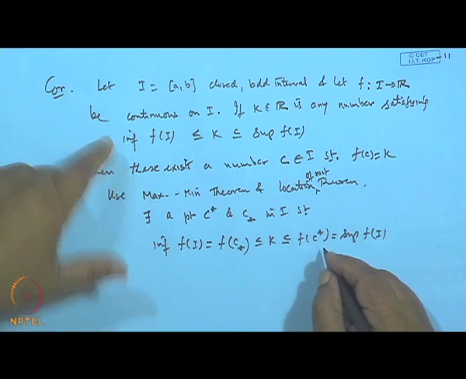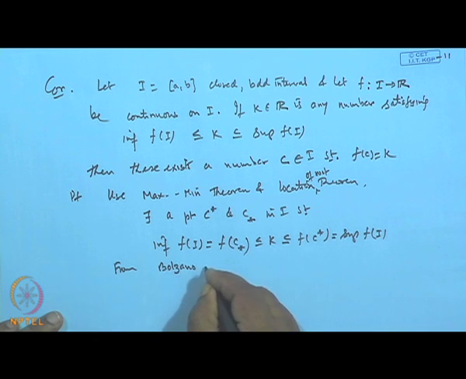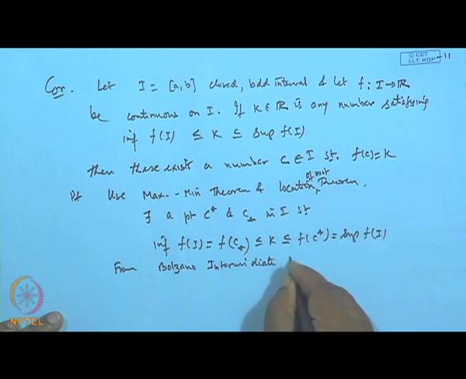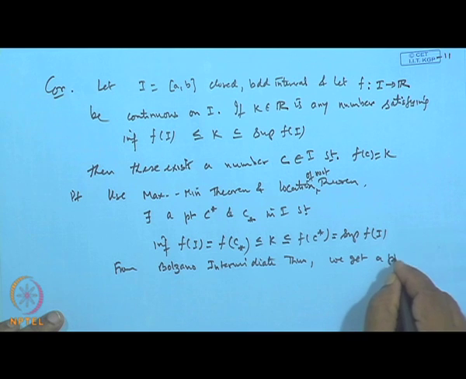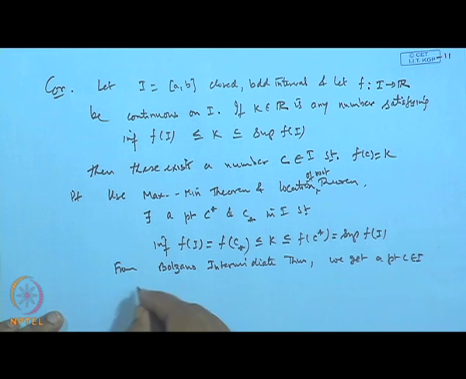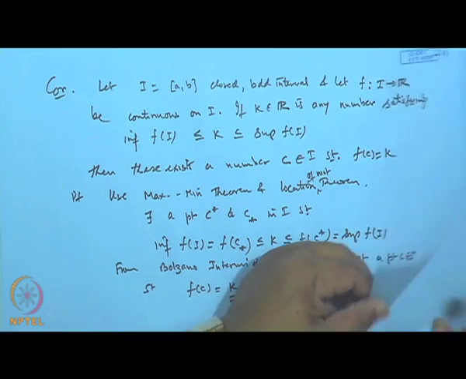Now, the conclusion follows from the Bolzano intermediate theorem. We get a point C belonging to I such that the value of the function at the point C is k, and that proves the result.